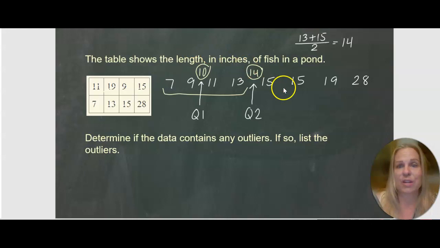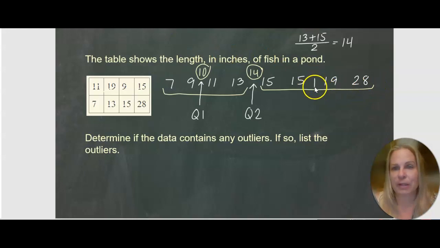All right, on the other side, I again have 4 values. These 4 values, so I'm going to find the middle. And the middle is right here. And I know that the number that's exactly in the middle between 15 and 19 is 17. That number is equidistant from 15. It's 2 away from 15, it's 2 away from 19, right smack in the middle. So this is my Q3.